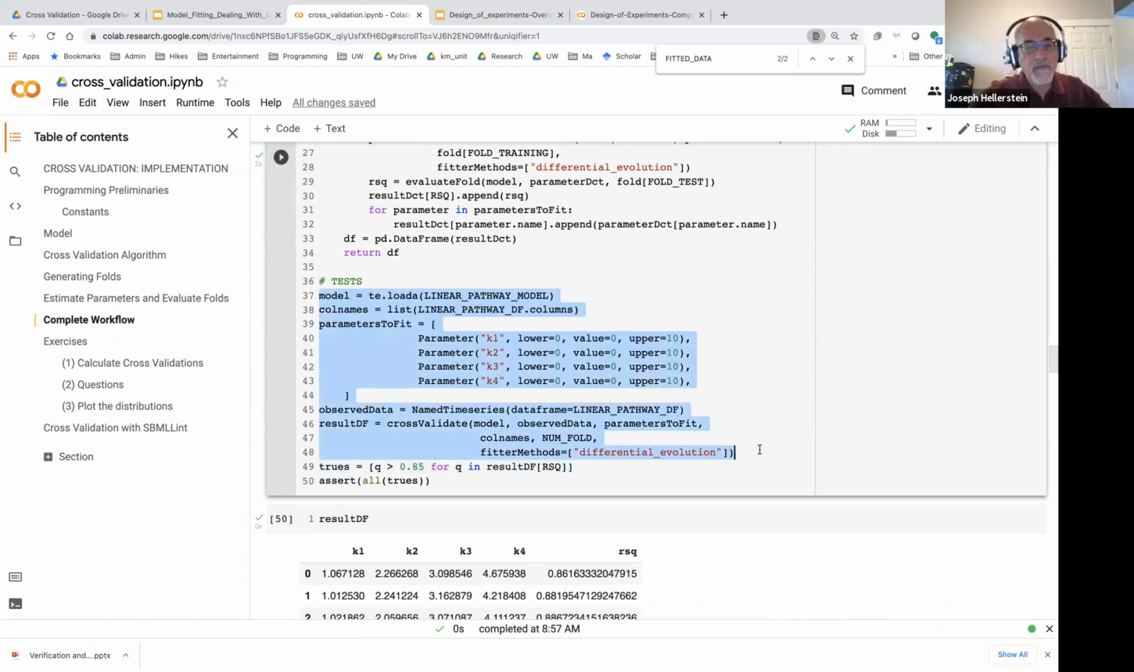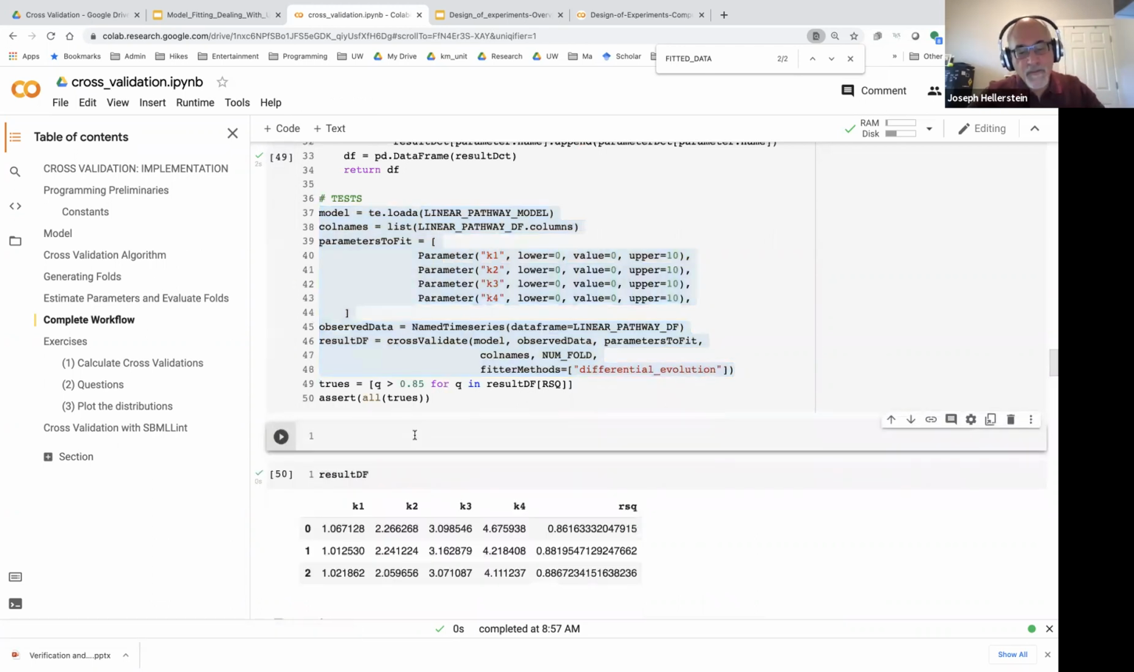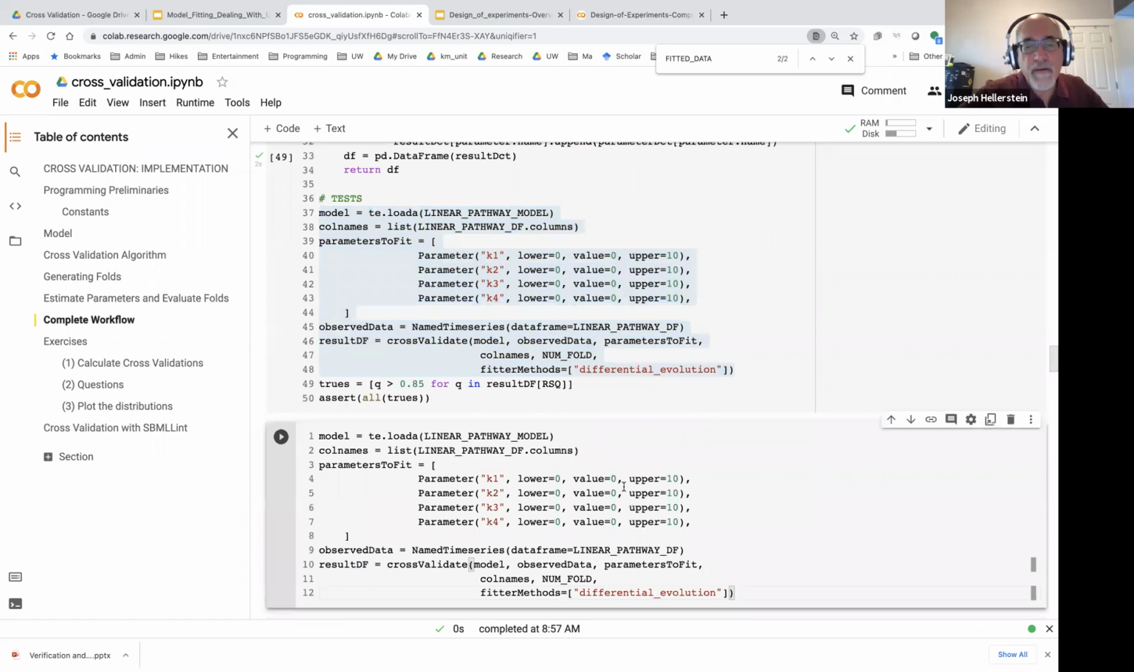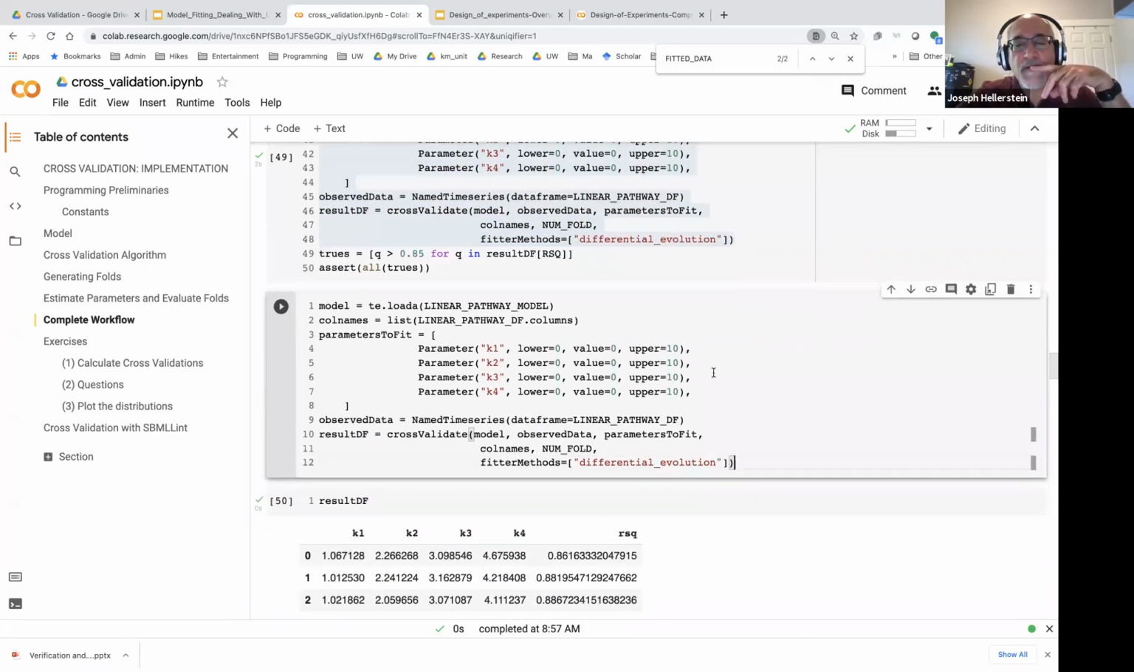Okay, let me just do this and pull it out so you can see it separately. This is with the linear model, so it should be relatively fast because running the linear model is really fast. What I've got here, remember the parameter values go 1 through 4 corresponding to the K number. The observed data is our data from the time series. And so I'm going to use this function above, the cross-validate function, to do this.